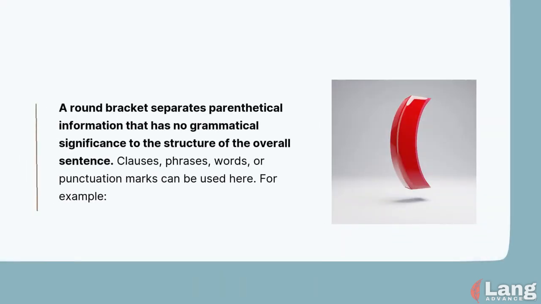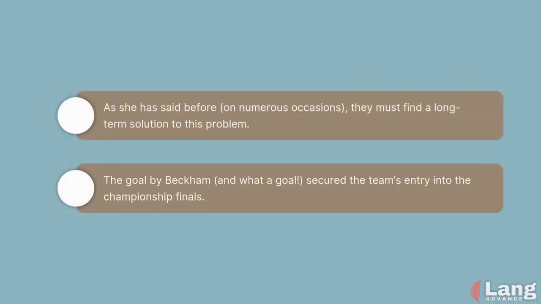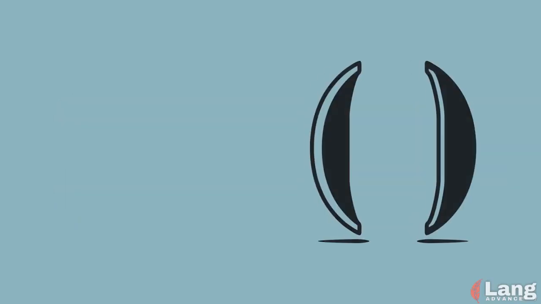Round brackets. A round bracket separates parenthetical information that has no grammatical significance to the structure of the overall sentence. Clauses, phrases, words, or punctuation marks can be used here. For example, as she has said before (on numerous occasions), they must find a long-term solution to this problem. The goal by Beckham (and what a goal) secured the team's entry into the championship finals.